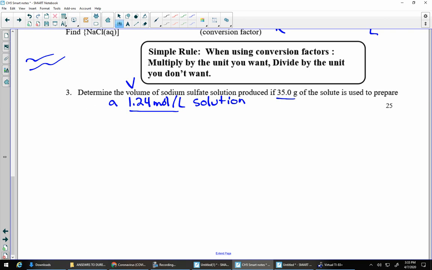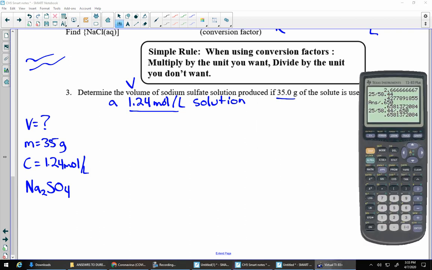Cool. So the goal of the question is to determine the volume. Volume is a question mark. We know that the mass is 35 grams. We know that the concentration is 1.24 moles per liter. We know that it's sodium sulfate as well, right? So what is sodium sulfate? Na2SO4.